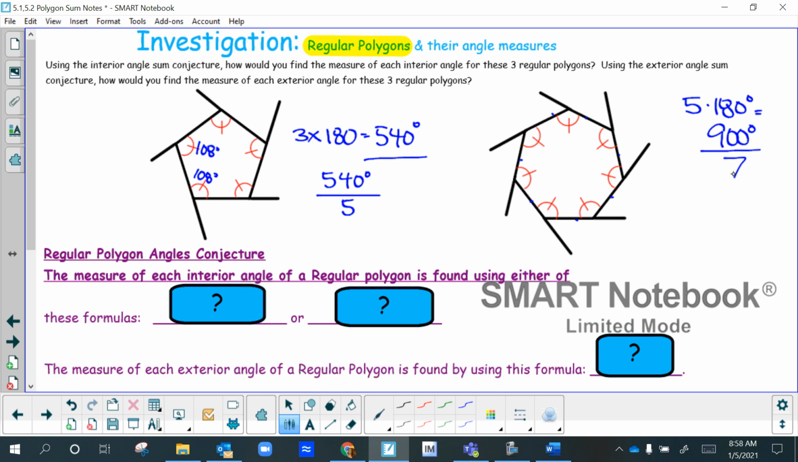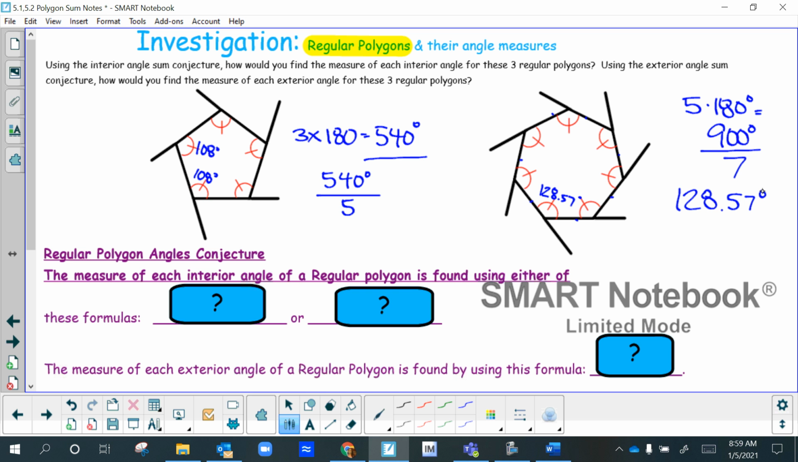And so you're going to get a decimal, and that's okay. So this is going to be 128.57. That's just an estimate. So each angle is 128 degrees, well, 0.57 degrees. Is it easier to leave it as a fraction? You can, but we'll take the decimal. So what did I do? I used that formula that I already learned, and I just divided it by however many angles there are.